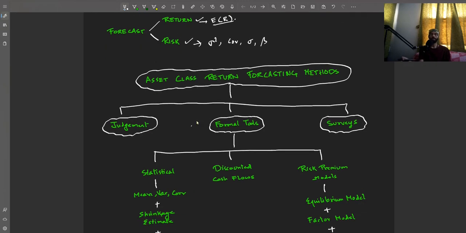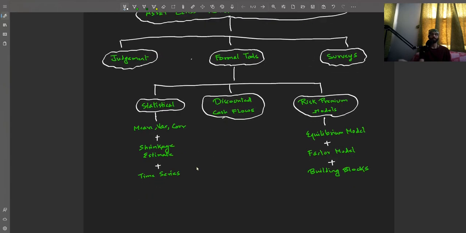The formal tools are basically based on statistics and mathematics. Now there are primarily three ways in which the formal way of forecasting is conducted. One is statistical methods, another is discounted cash flow methods, and the third one is the risk premium method. Now one by one, let us briefly discuss all these methods. First, we'll talk about the statistical methods.